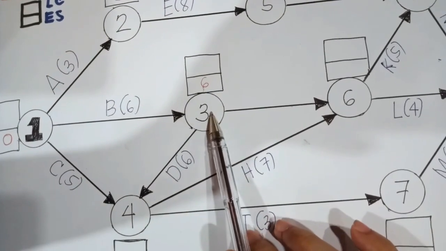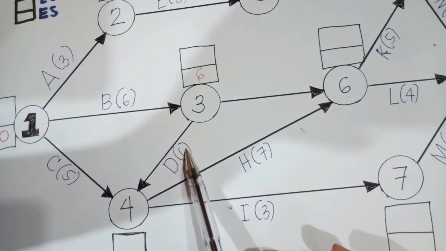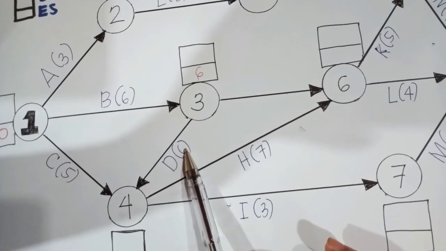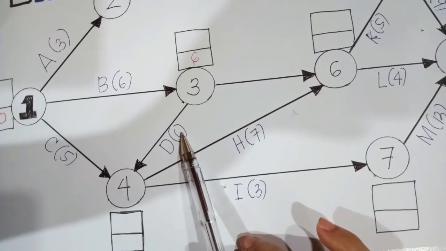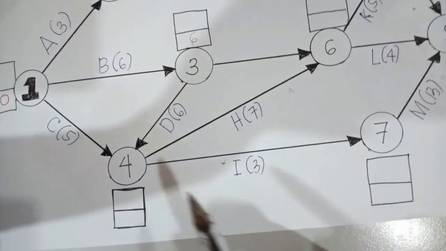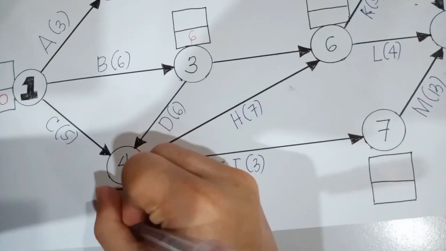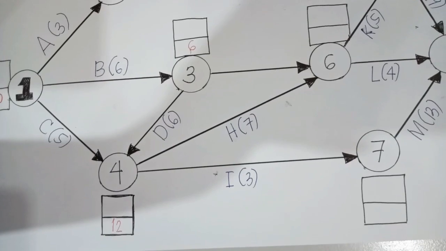And for node number 3, its earliest start time is 6, plus duration is 6. So therefore, the sum is 12. So which is maximum, 5 or 12? So clearly that is 12. And therefore, the earliest start time for our node number 4, that would be 12.